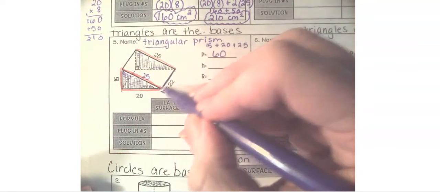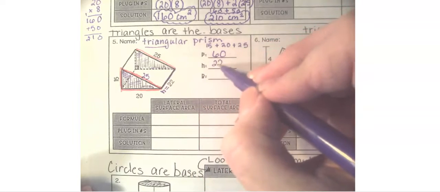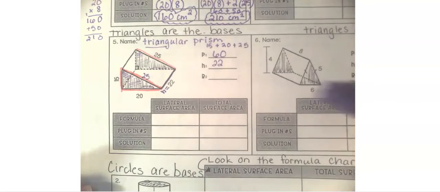Okay, H, that's the height, or the distance in between the bases. This is my height right here. It's the height of the prism. From one base to the other base, it's 22. And then capital B, this is the area of the base. If you need to write that, please do. Area of the base.